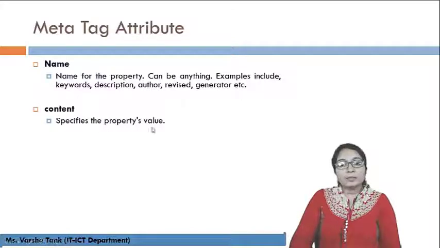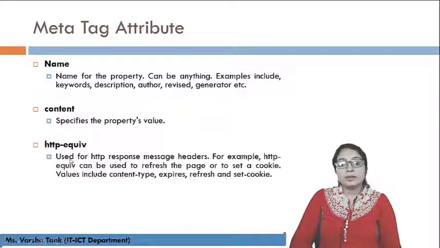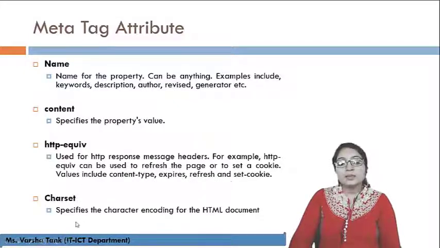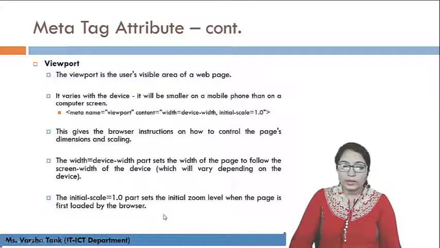Content specifies the property's value, and http-equiv is used for the HTTP response message header. For example, http-equiv can be used to refresh the page or to set a cookie. So if you want to refresh the page after some time, at that time you can use this attribute. This value includes content-type, expires, refresh, and set-cookie. Charset specifies the character encoding for the HTML document.